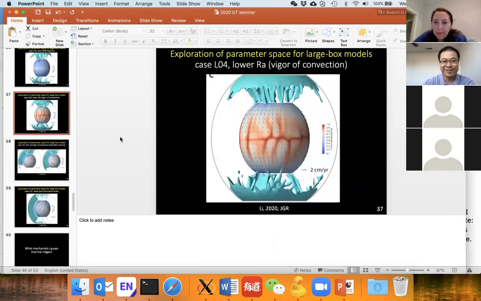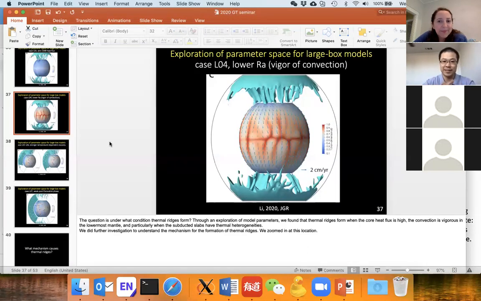Yes, that's a really good question. The size of the thermal ridges, like the height and the width, one of the major parameters is the Rayleigh number, or the vigor of convection. The lower the Rayleigh number, the larger the size. In other words, the lower the viscosity, the more small-scale convection develops, and the smaller the thermal ridges will be. Yes, mainly controlled by the vigor of convection. Thank you.